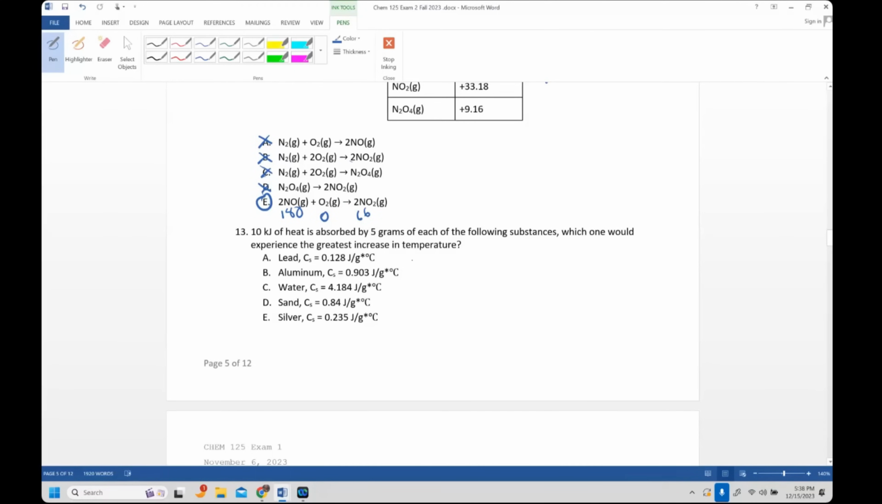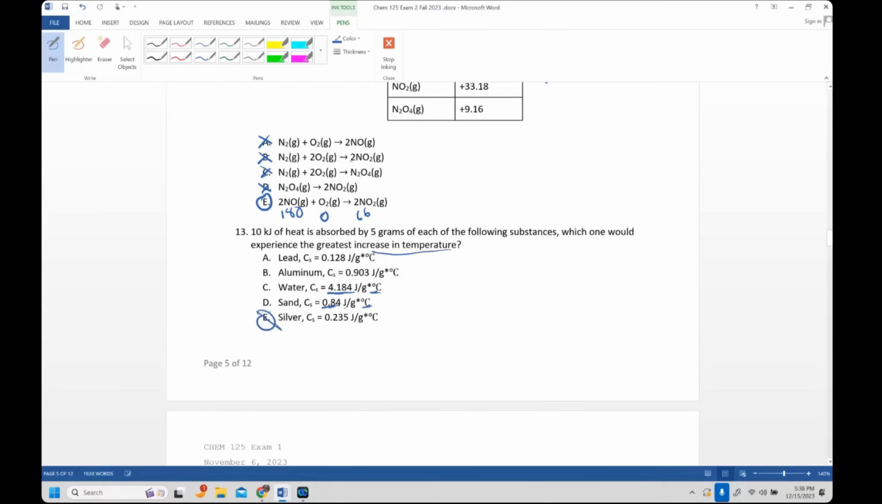The best example I like to use with my class is sand versus water on the beach on a hot day. On a hot day, the water is not really going to change temperature because it has a high specific heat. It requires 4 joules per gram to change by 1 degree. Meanwhile, sand only takes 0.84 joules per gram to change by 1 degree. So we're looking at 5 grams of each of the following substances. Which one would experience the greatest increase in temperature? This means whichever one has the smallest heat capacity of these, it is silver at 0.23.